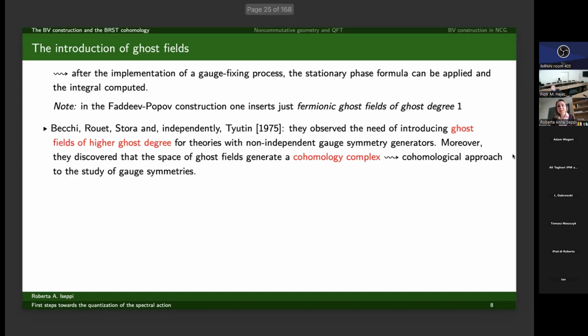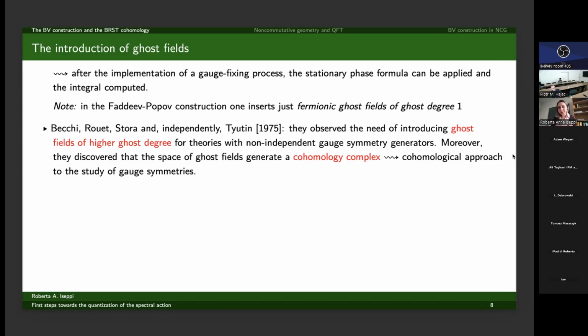After that, Becchi, Rouet, Stora, and Tyutin made two discoveries actually. First of all, they noticed that there are cases where it's not enough to add these ghosts of degree 1. One might actually end up having to introduce ghosts and ghosts for ghosts. And this is related to the kind of symmetry that you're dealing with. Somehow the idea is that you don't have independent symmetries, but you have symmetries among the symmetries. And in order to deal with this redundancy among the redundancy, you might need to add the ghosts for ghosts.